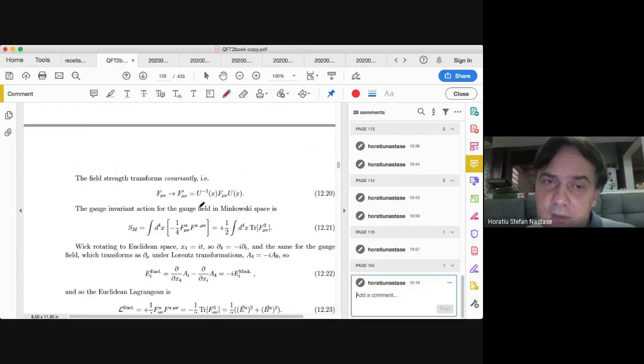So to make something invariant, in order to make an action, you have to put a trace of F_mu nu squared. So the action can be written as, for instance, with my convention of normalization, minus 1/2 integral of trace F_mu nu squared. And then by doing the trace over the implicit T^A, T^B in here, it's actually minus 1/4 F_mu nu^A F^mu nu A.